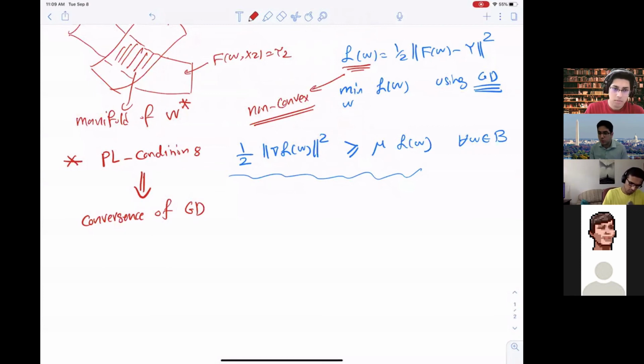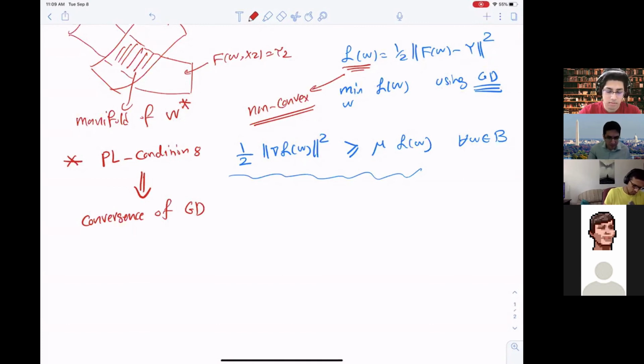All right, so today, first I'm going to give a little bit of intuition about what is going on with this PL condition. So you have the magnitude squared of the gradient greater or equal to a constant times the loss value. What is going on here? So why do we need this condition in order to say something about the convergence of gradient descent?